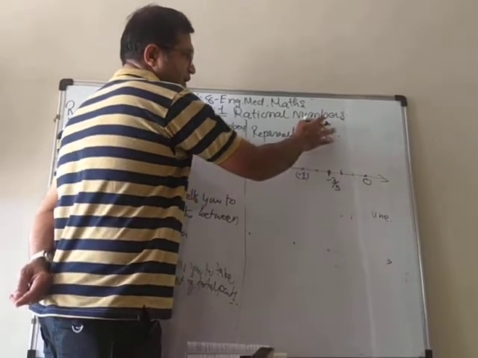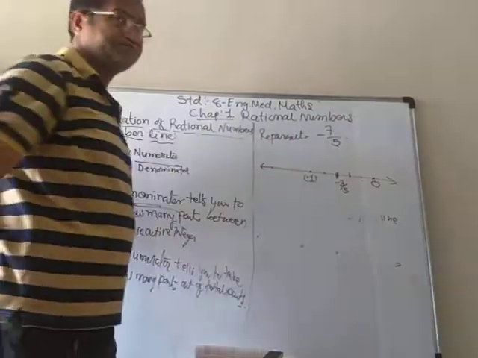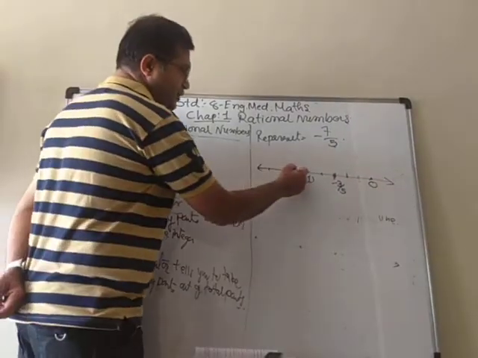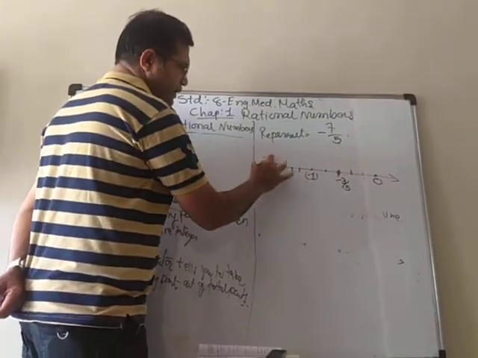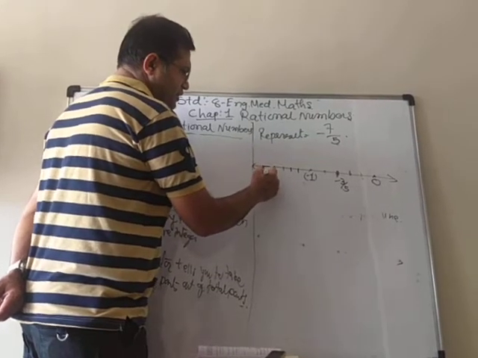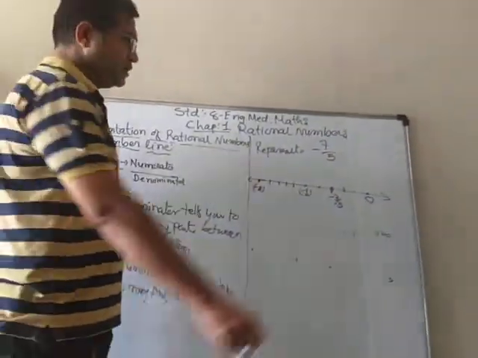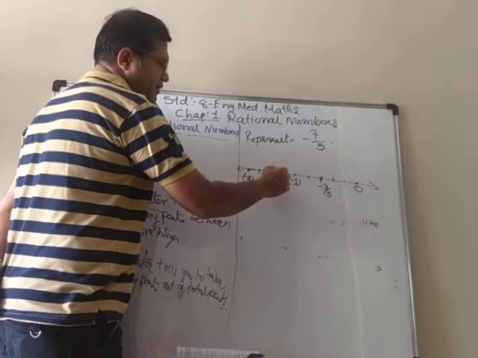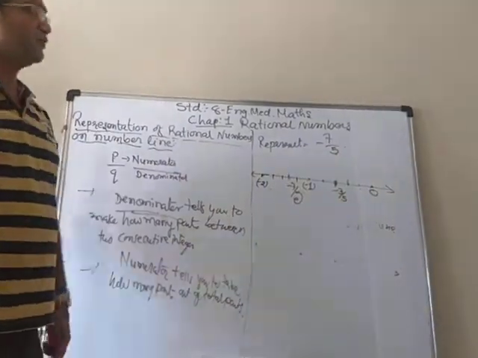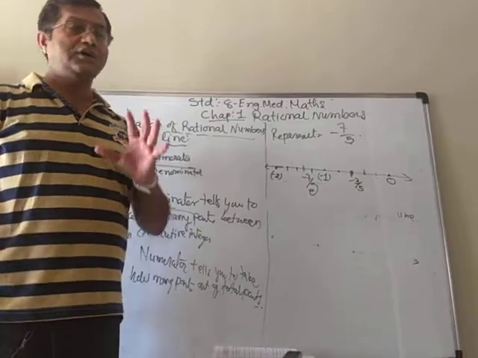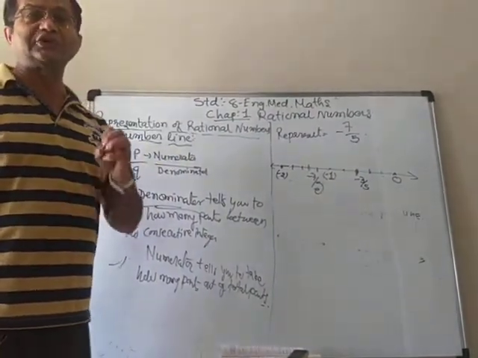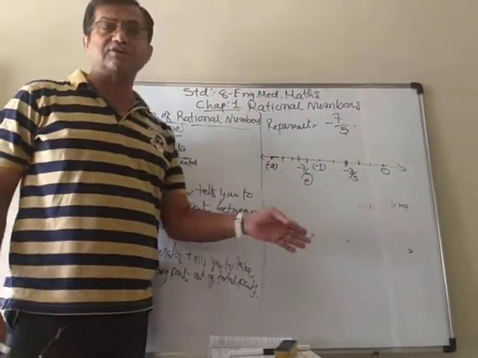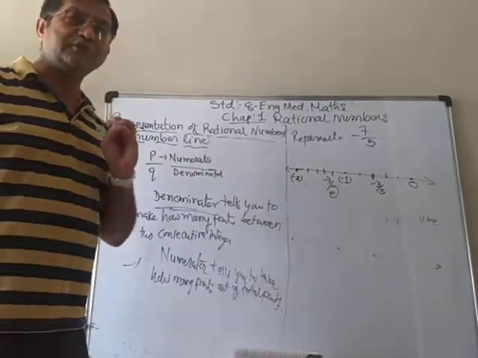Similarly, if it is like 7 upon 5, greater number on the numerator, then you have to go further again. Another 5 parts, 1, 2, 3, 4, and 5 parts. And here there will be -2. Then you count again, here 5, then 6, and that is your 7. So -7 upon 5 will be there. So I hope you have clear in your mind how to represent the rational numbers. Doesn't matter they are positive or negative. Same rule you have to follow.